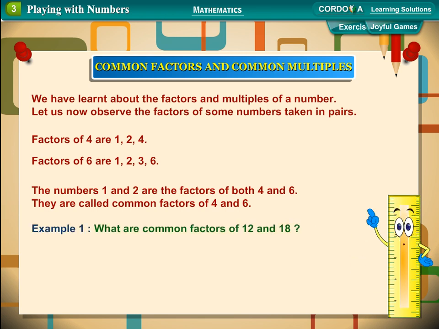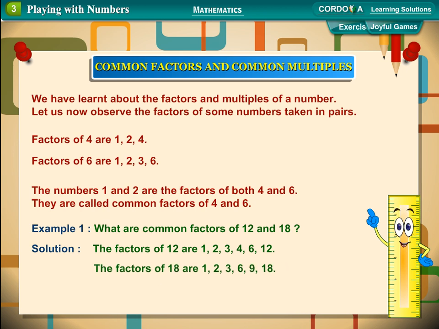Example 1. What are common factors of 12 and 18? Solution. The factors of 12 are 1, 2, 3, 4, 6, 12. The factors of 18 are 1, 2, 3, 6, 9, 18. Clearly, 1, 2, 3, 6 are the common factors of 12 and 18.